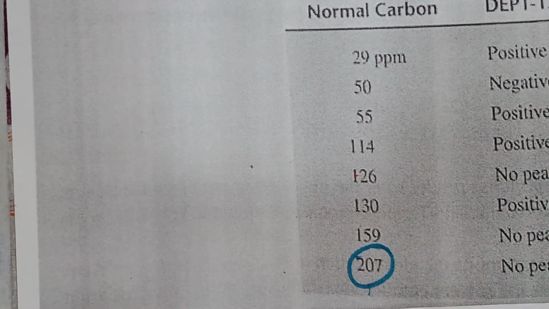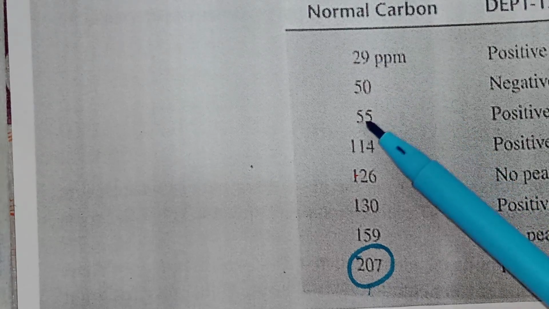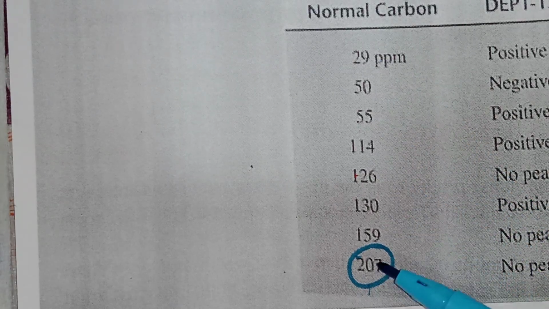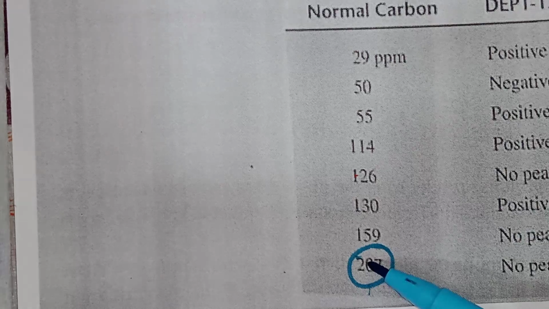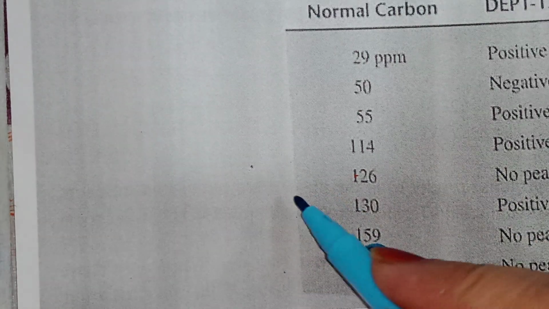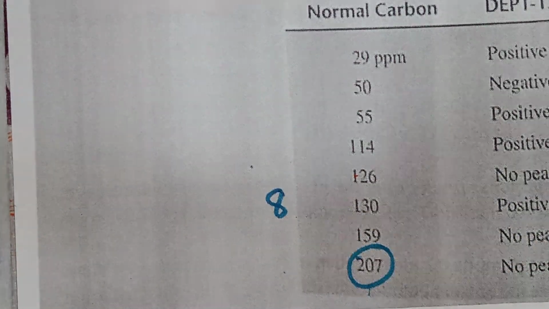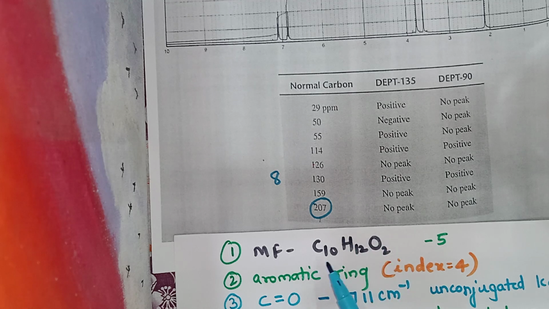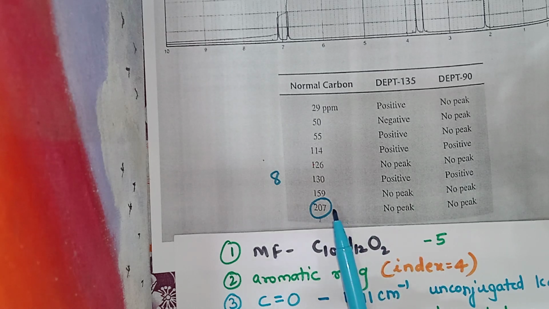The carbon NMR: 1, 2, 3, 4, 5, 6, 7 and 8. It shows only 8 peaks, while our molecular formula contains 10 carbons. So this suggests probably some symmetry that makes some of the carbons equivalent.